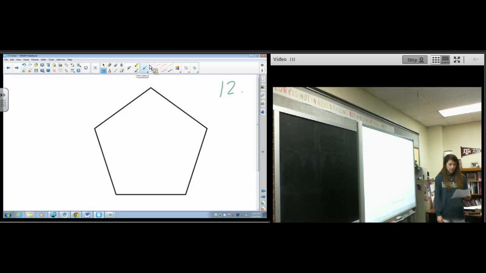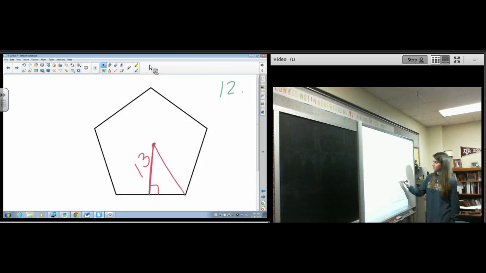We've got 13 from the center to a side. That's what an apothem is. It's from a center to a side. That's 13. That's all we've got. That's all they gave us. The pentagon's regular and the apothem's 13. You always make yourself a nice right triangle. And now you find the angle. 360.